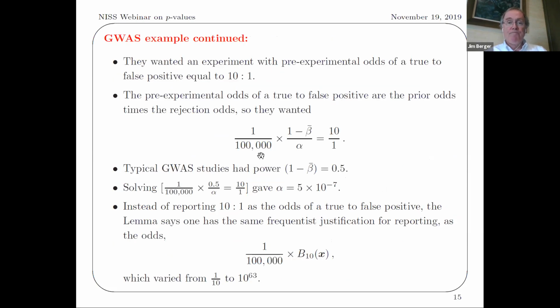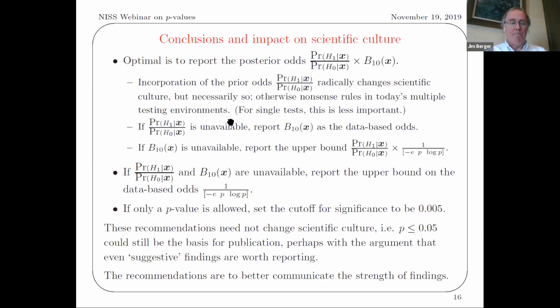So it is fully frequentist. Okay, I think I have 2 minutes left, but I'm leaving several minutes for questions. So let me just give conclusions and say a few things about the impact on scientific culture.